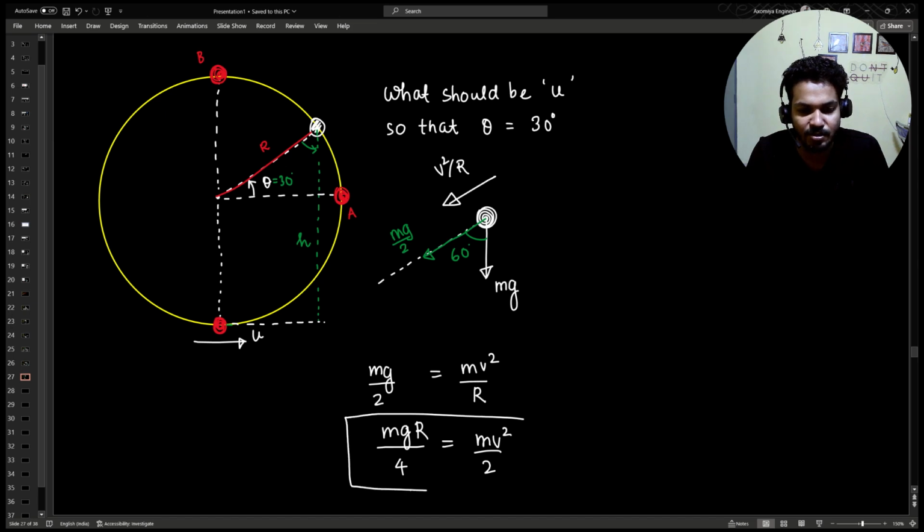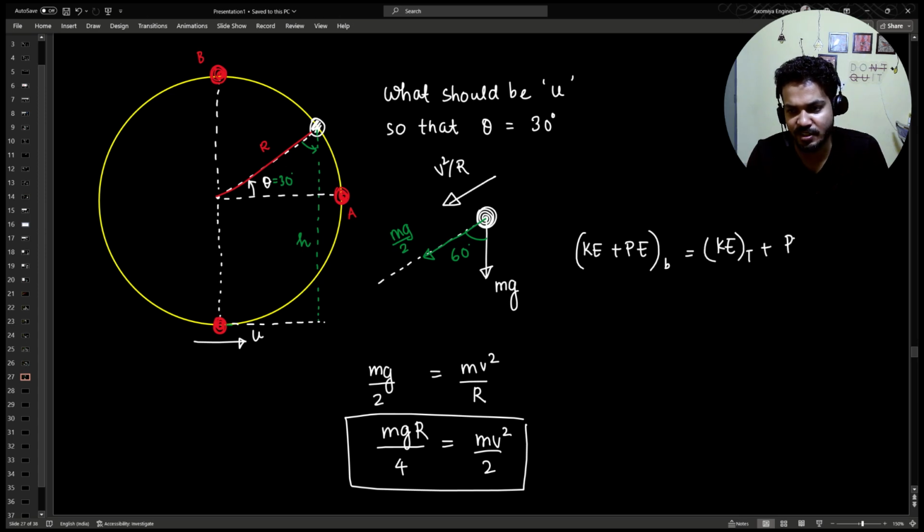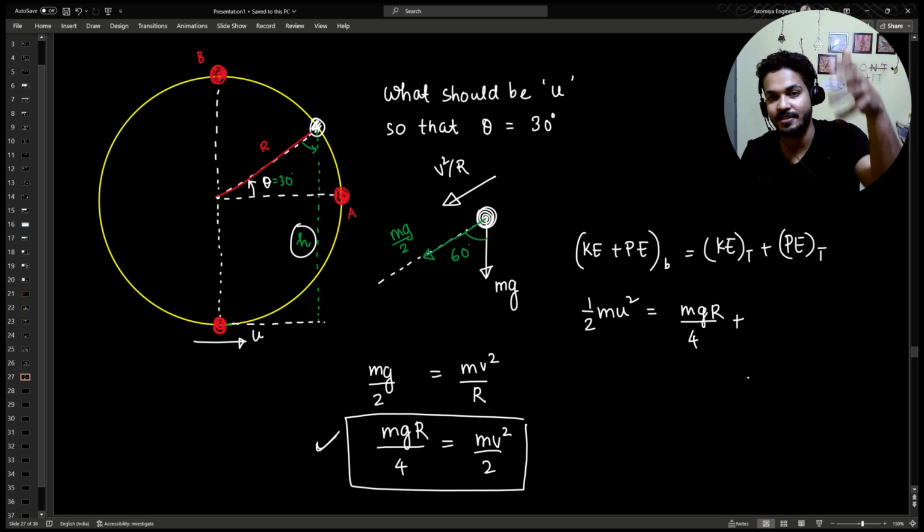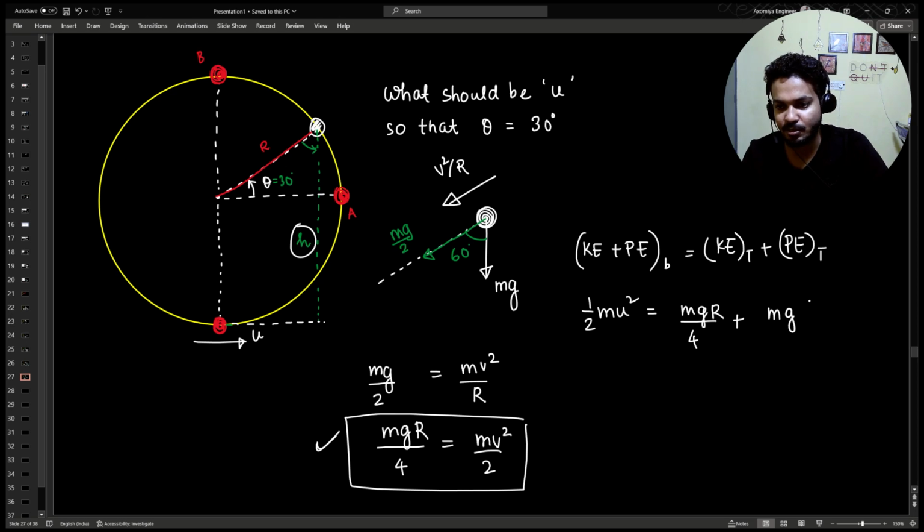So now I know the kinetic energy at this point. From conservation of energy, the kinetic energy plus potential energy at the bottom will be equal to kinetic energy on top plus potential energy at top, right? Kinetic energy at the bottom is just half mu square, and we don't know the value of u. However, kinetic energy on the top is something that we know. It's mgr by 4. Kush, tell me how much is the potential energy? How much is this h? Theta is 30 degrees, so 1 plus sine 30 is 3 by 2. So mg into 3r by 2.